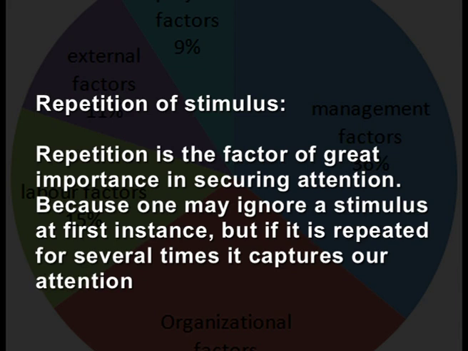Repetition of stimulus. Repetition is a factor of great importance in securing attention, because one may ignore a stimulus at first instance, but if it is repeated several times, it captures our attention. That is, a misspelled word is more likely to be noticed if it occurs twice in the same paragraph than if it occurs only once.